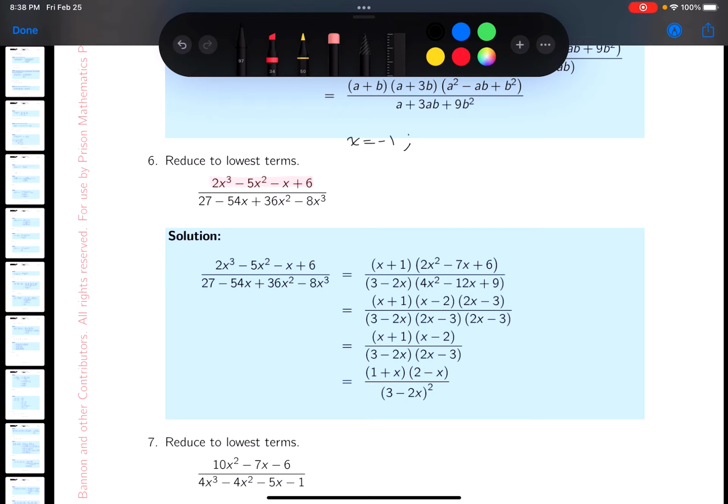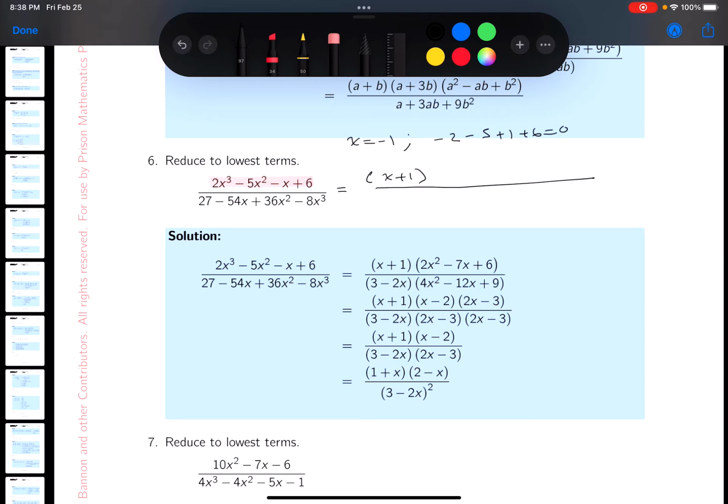What do you get over there? You get minus 2, minus 5, plus 1, plus 6. And that does, in fact, equal 0. So now I know there's a factor on top. The factor would be x plus 1. I'm not going to worry at the bottom yet.